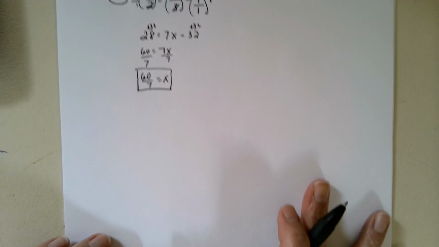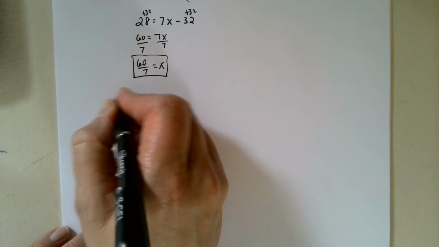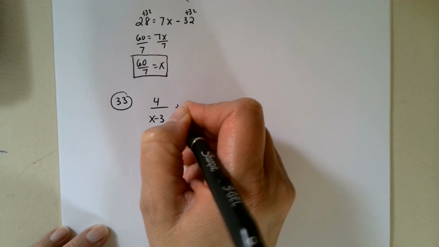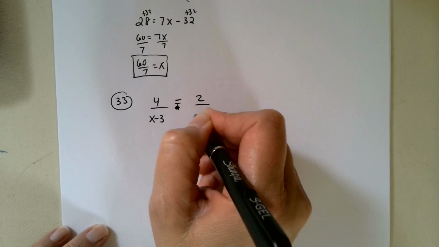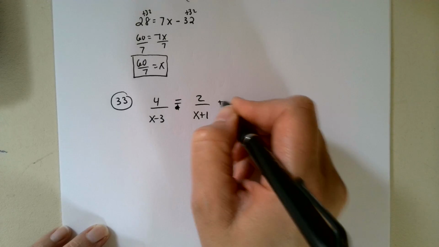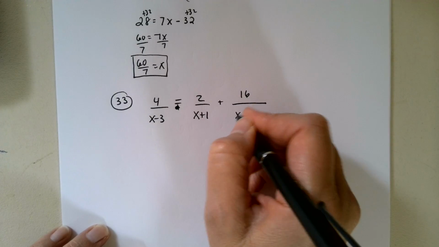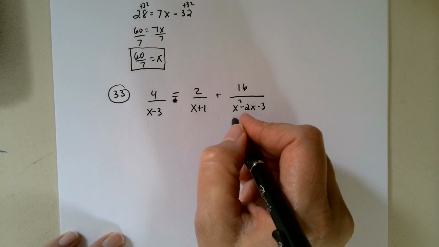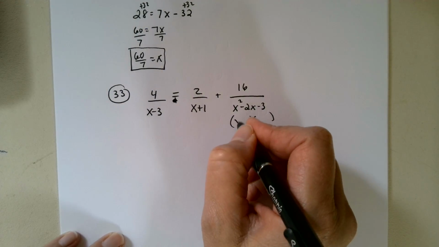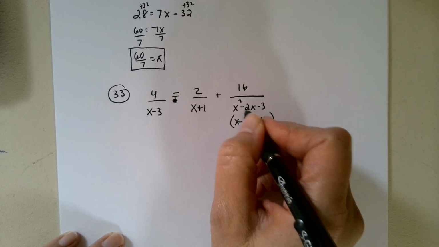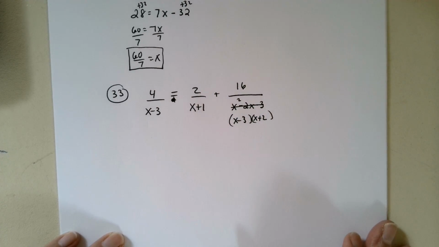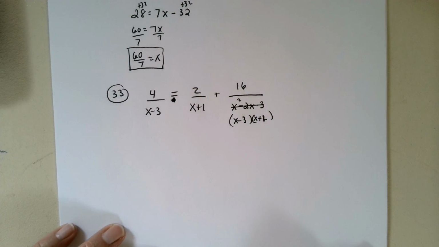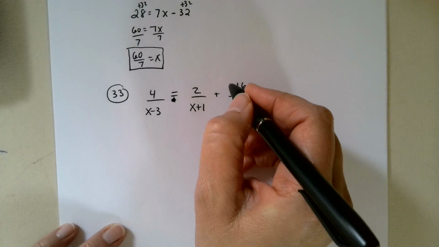All right, the next one that I wanted to work was number 33. So we have 4 over x minus 3 equals 2 over x plus 1 plus 16 over x squared minus 2x minus 3. So just as in every section for this chapter, we need to factor first. So we're going to have x minus 3 and x plus 1 as our factors. So our common denominator is x minus 3, x plus 1.